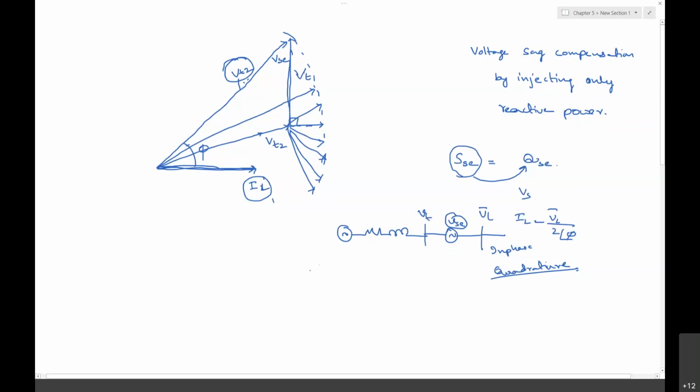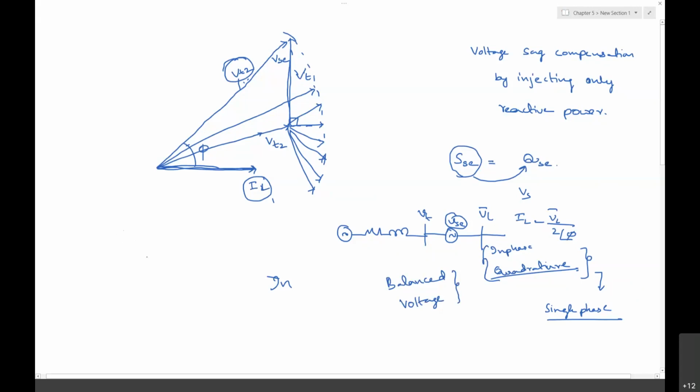Also particular to this method, in the explanation which I have given, the in-phase compensation and the quadrature compensation are with respect to a single phase alone. Why? Because the phasor diagram which I have drawn is only single phase. Maybe this possibility of in-phase and quadrature is for a balanced kind of voltage side, that is, the voltage magnitude reduction in all the phases is the same.